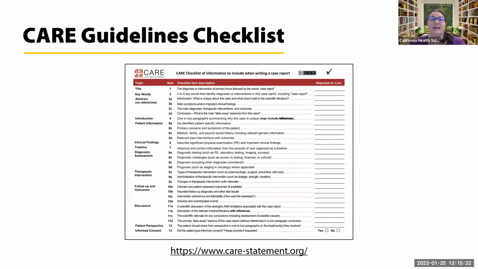So all these elements that I've discussed constitute the CARE guidelines checklist. I've put the link here and I will copy and paste those links into the chat at the end. But it covers things like the keywords, the abstract, your patient information. So this can be helpful for making sure that you stay organized and you meet all of the components.